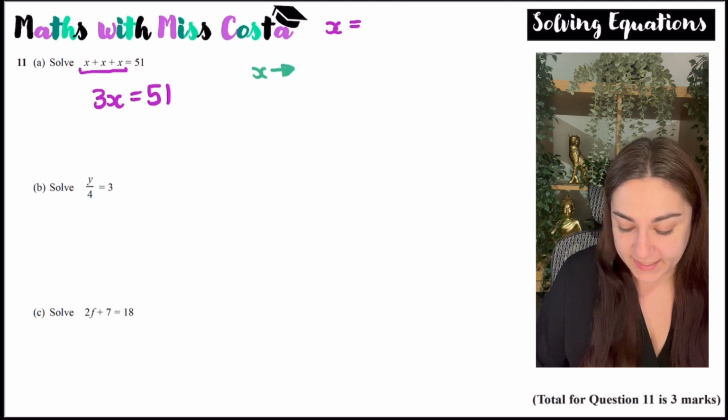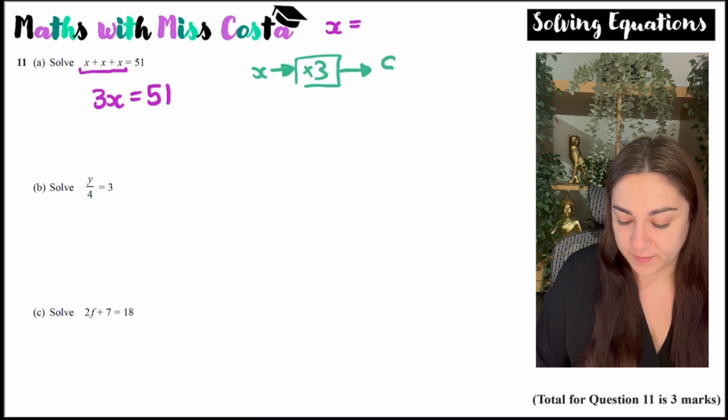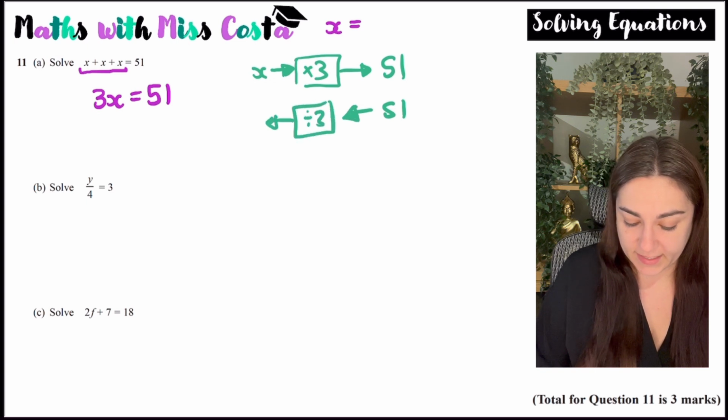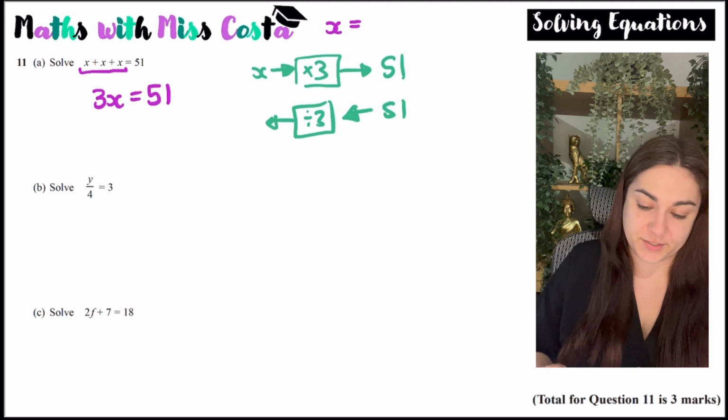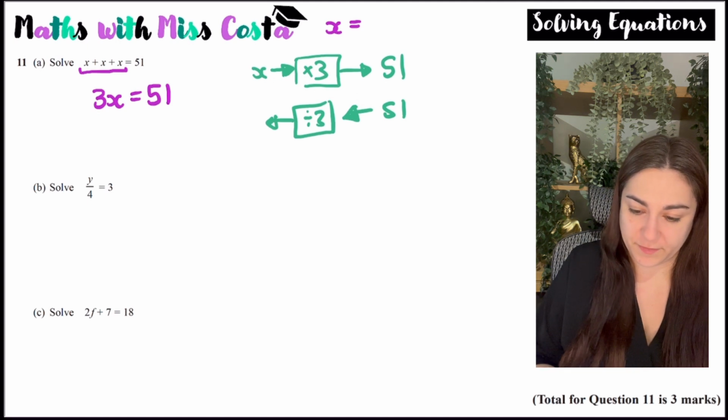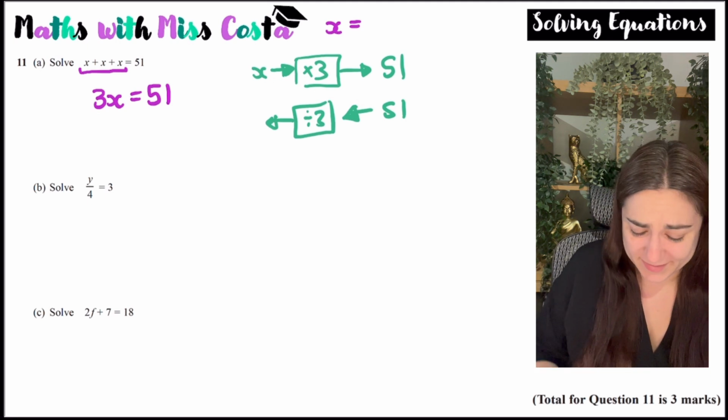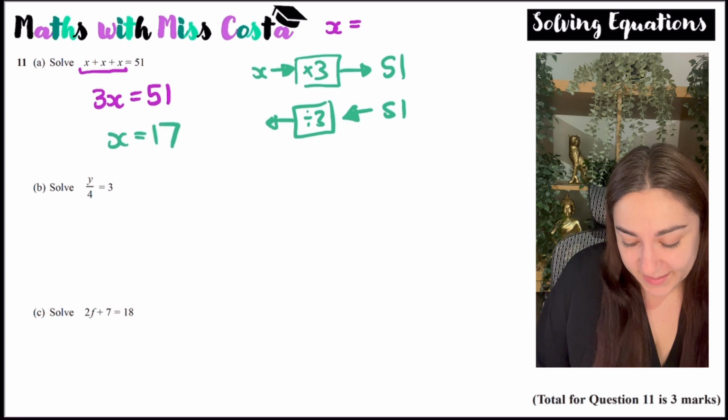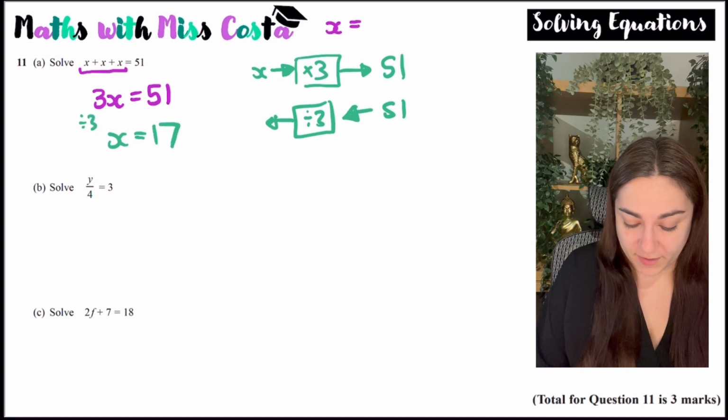And I can use a function machine to help me. So x is being put into the machine, it's being multiplied by 3, and 51 comes out. And then I can work backwards. So 51 divided by 3 gives me, well, that's a calculator question. It'll be a decimal. Oh, it won't be a decimal, it's 17. So x is 17 because I've divided both sides by 3.